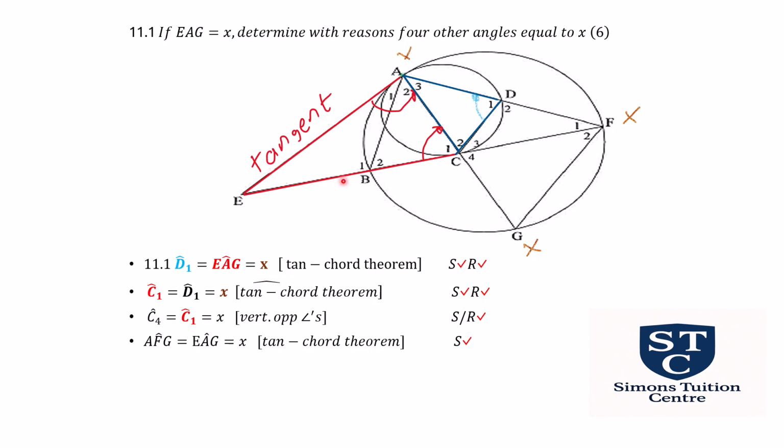Same applies if we come here by this tangent formed by C1. C1 can't equal C2. C1 can't equal A3. They're not alternating.